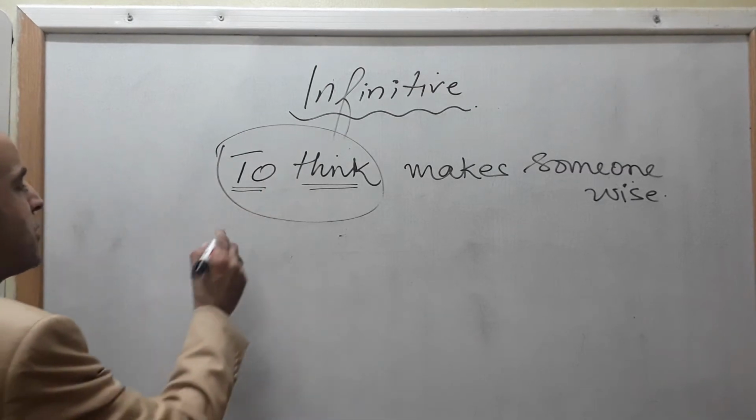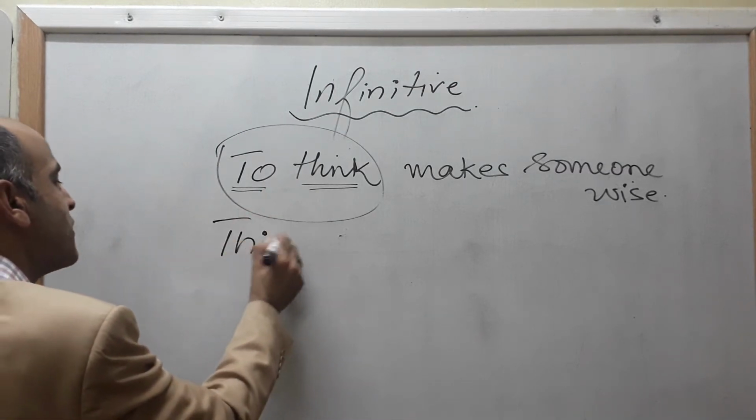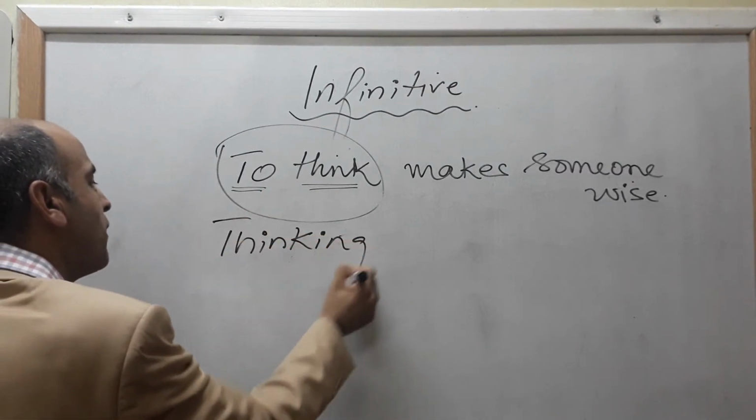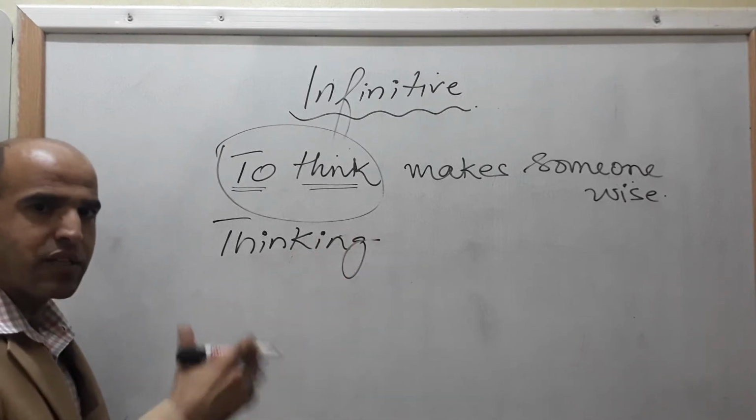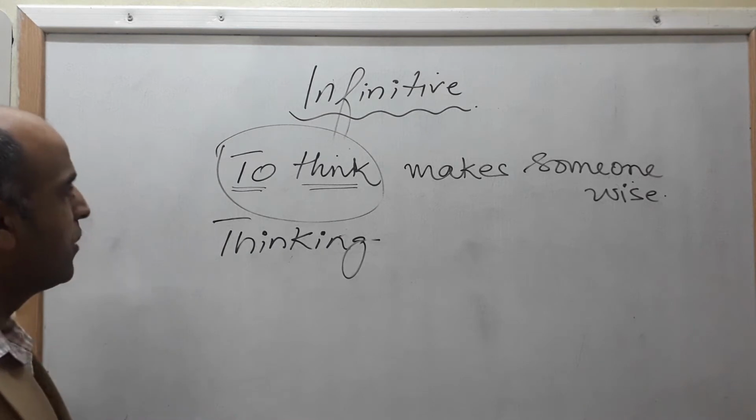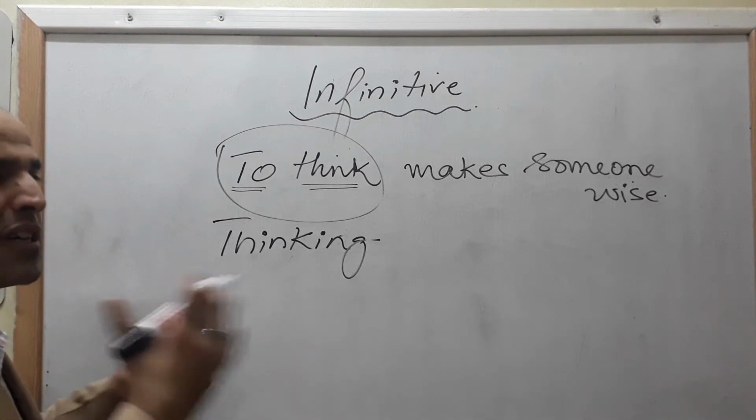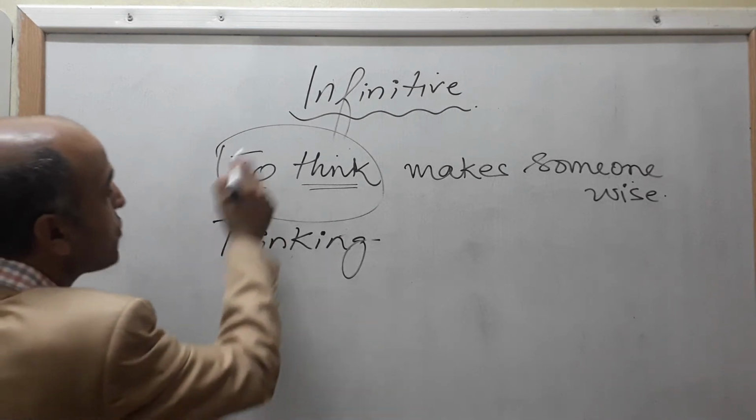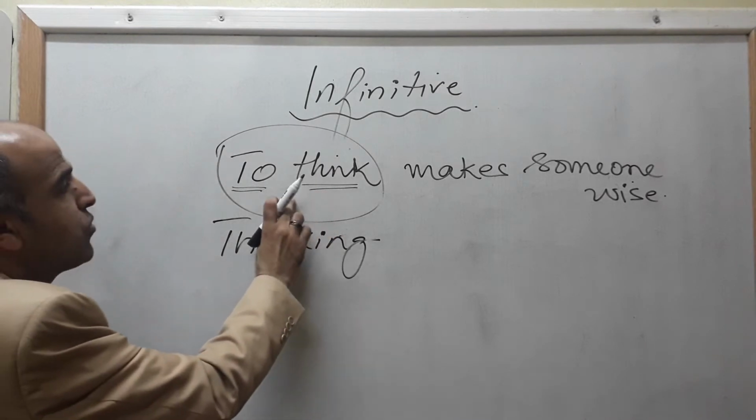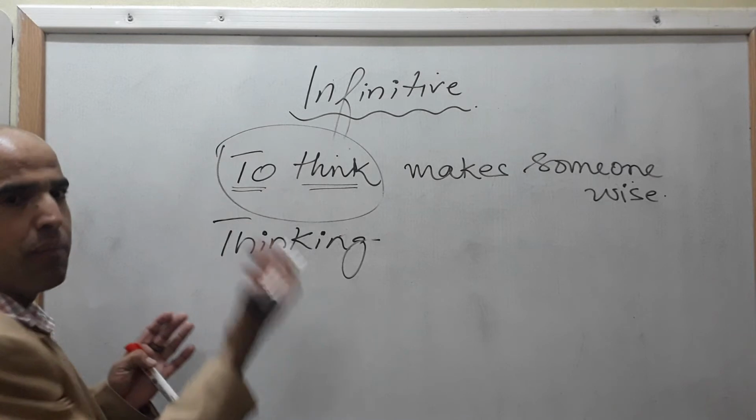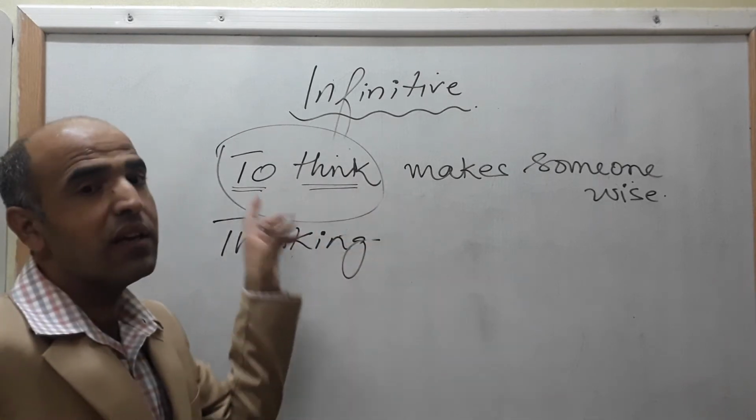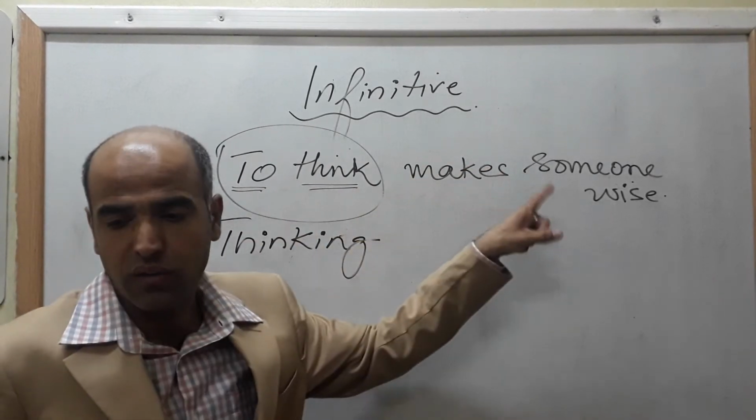Here I can replace it by thinking, which we call gerund. Thinking, this is gerund. Clear? I'll tell you in another video the difference between infinitive, participles and gerund. So here to think is your subject, because this is something we are talking about. To think is something that makes someone wise.